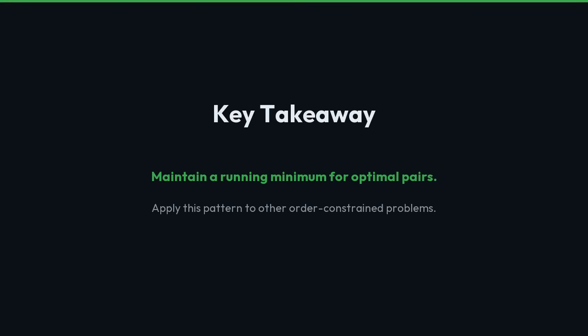The key takeaway is to maintain a running minimum when you need to find an optimal pair with order constraints. This pattern applies to many problems where you must compare current values against the best historical value. Try coding this solution yourself to solidify your understanding of single-pass optimization.